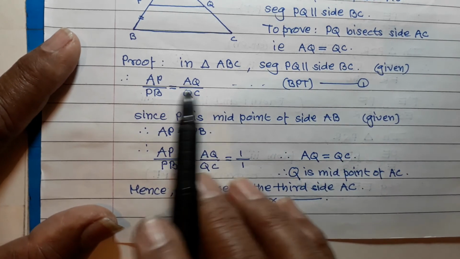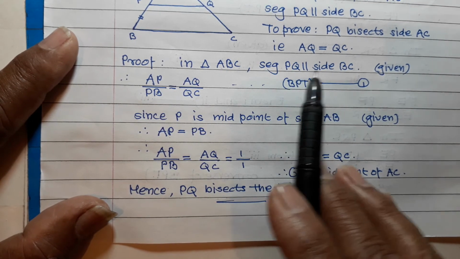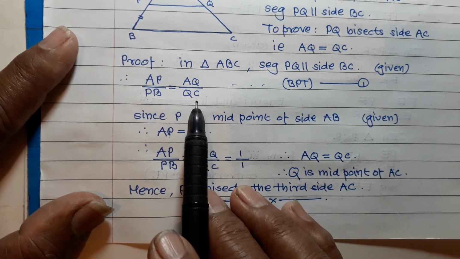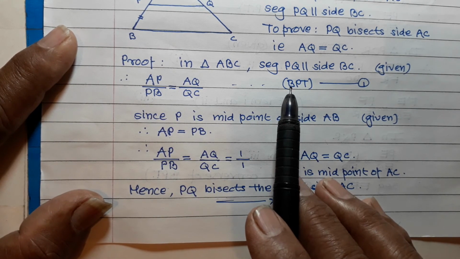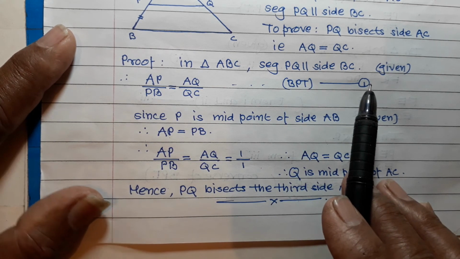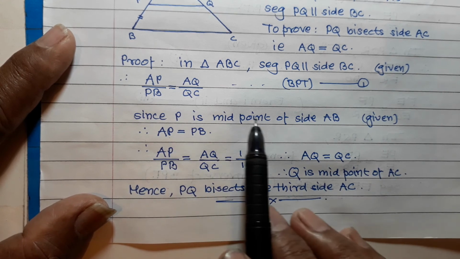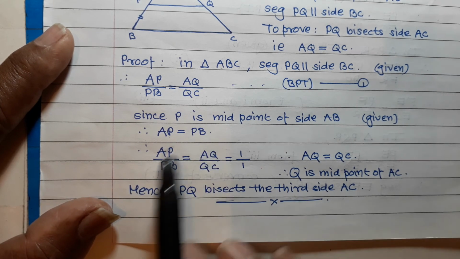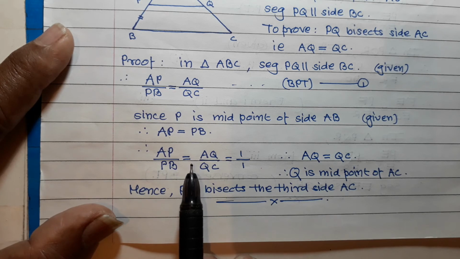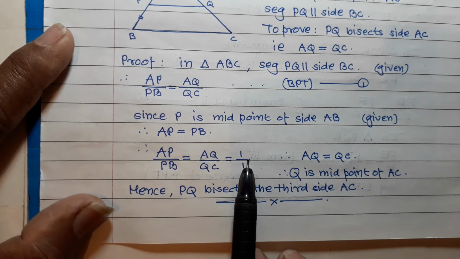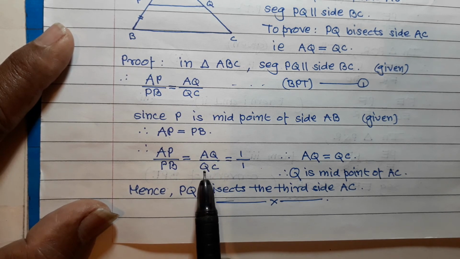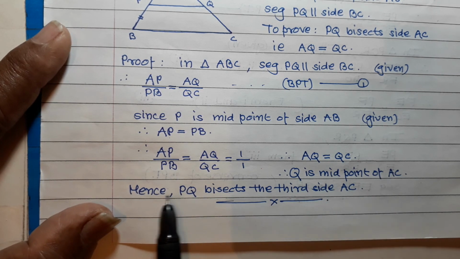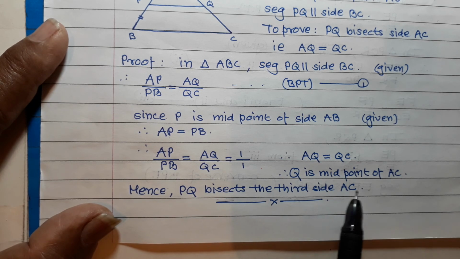Proof. In triangle ABC, PQ parallel to side BC, and therefore AP upon PB is equal to AQ upon QC, basic proportionality theorem, equation number 1. Since P is midpoint of side AB, given, AP is equal to PB, and therefore AP upon PB is equal to AQ upon QC is equal to 1, and therefore AQ is equal to QC, and hence Q is midpoint of AC and therefore PQ bisects the third side AC.